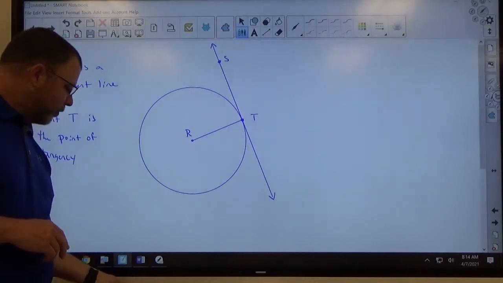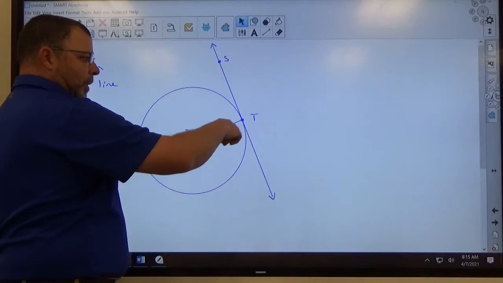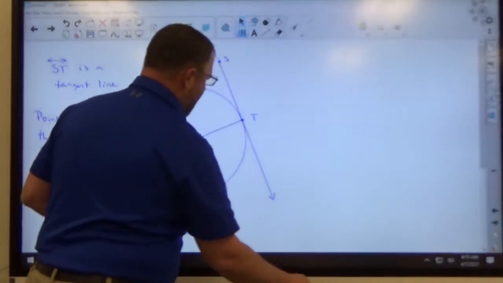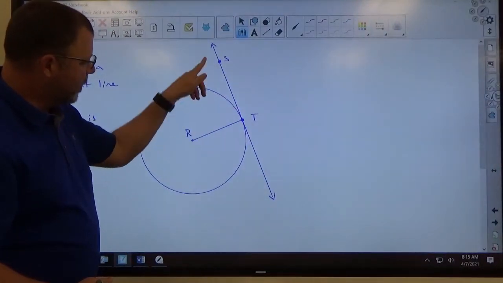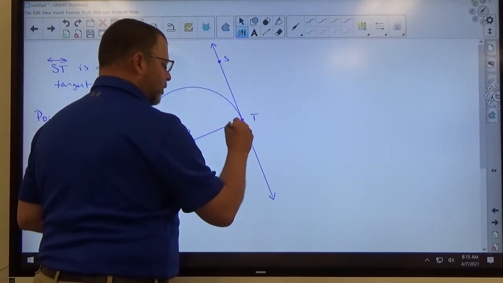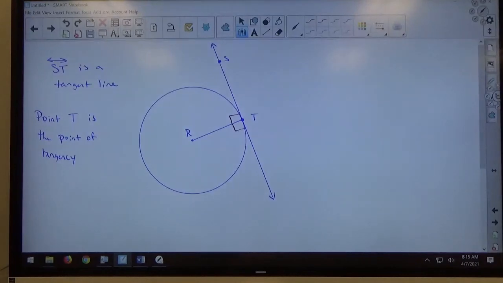And in circles in particular, the tangent line is going to be perpendicular to the radius of the circle at the point of tangency. So I know if I have a tangent and I have a circle, the radius and the tangent should be at right angles to one another. So this should be a right angle, this should be a right angle. And it kind of goes both ways. If I have right angles, then I have a tangent. If I have a tangent, then I have right angles. So our properties go both ways there.